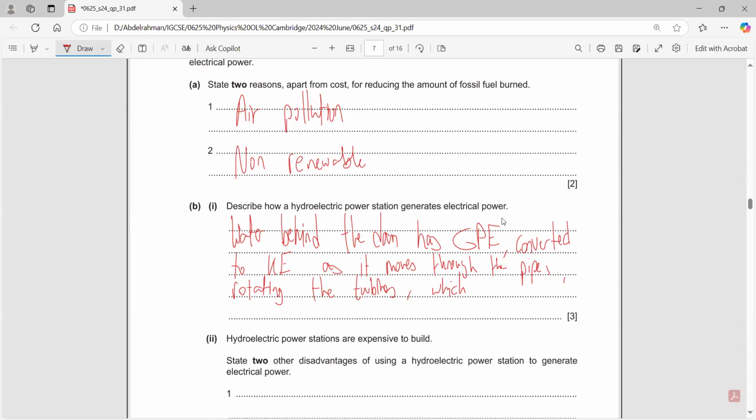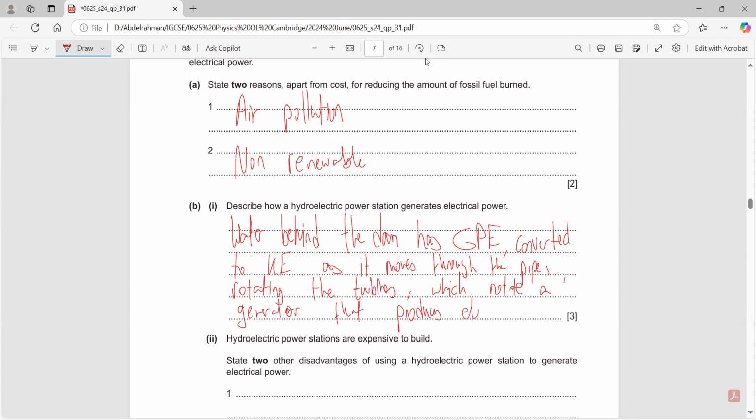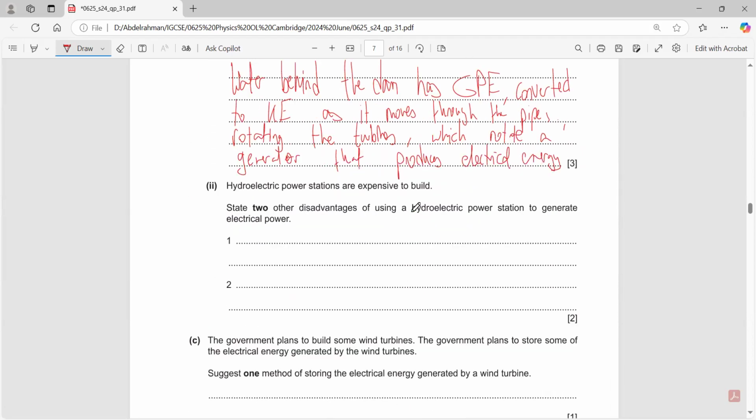No, the turbines do not produce electrical energy. The turbines by themselves do not produce electrical energy. The turbines have to be attached to a generator, which rotates. A generator that produces electrical energy. So basically the last transfer of energy was from kinetic to electrical.